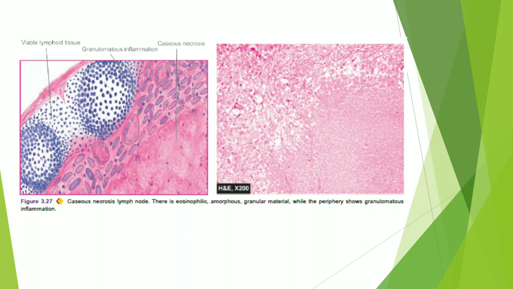These are the photomicrographs. Here we can see Langhans type of giant cells. Here you can see Langhans type of giant cell. This is caseous necrosis. Same here, caseous necrosis. And these are the giant cells which are seen.